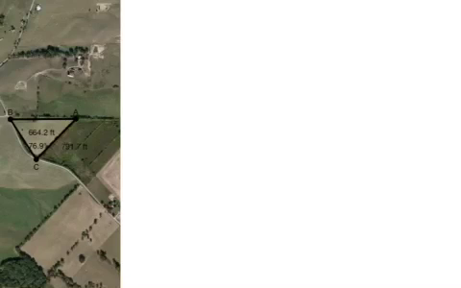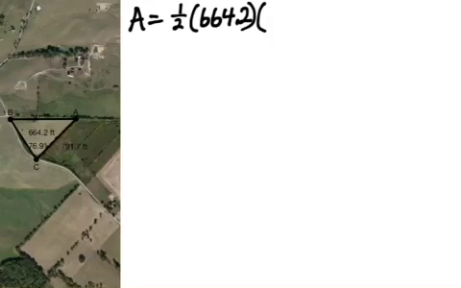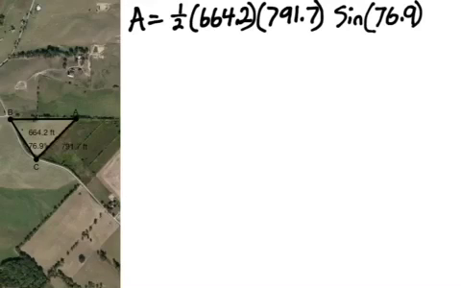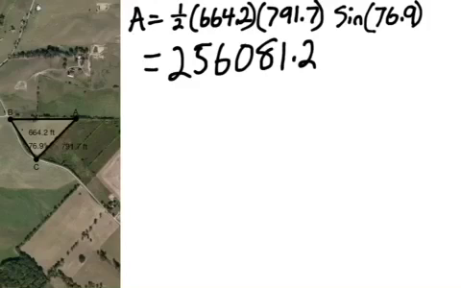Alright, trying to work this out. So we're going to plug it straight into our area formula. Area equals 1/2 times 664.2 times 791.7 times sine 76.9. Plug that straight into my calculator. I get 256081.2. My units here are going to be feet squared because we were feet by feet.